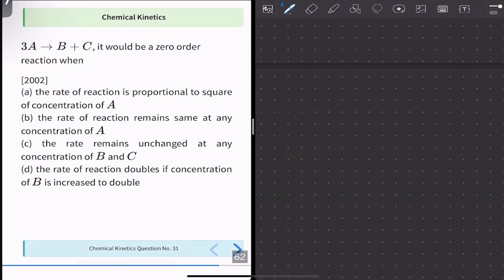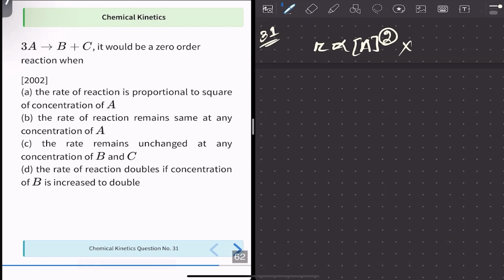Question number 31. A gives rise to B plus C. It would be a zero order reaction, so we have to find the condition for it. The rate of reaction is proportional to the square of the concentration of A. That means it is a second order reaction, not a zero order reaction, because the exponent is 2. For a zero order reaction, the rate doesn't depend on the concentration of reactant. It is a constant value.